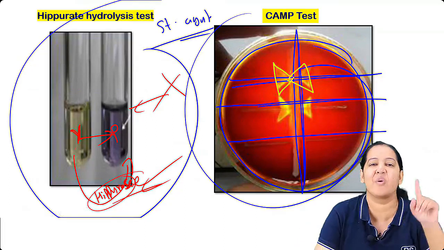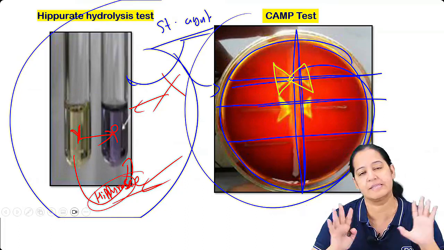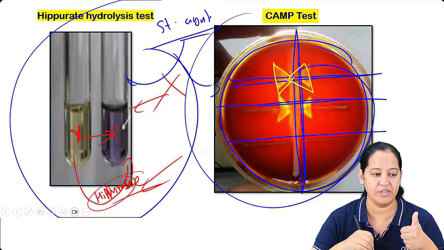You have seen it now. What is hippurate? What is CAMP? You can understand it now. So this is CAMP positive, hippurate positive. Learn Streptococcus agalactiae. The summary is that. Okay, G. Can we go?